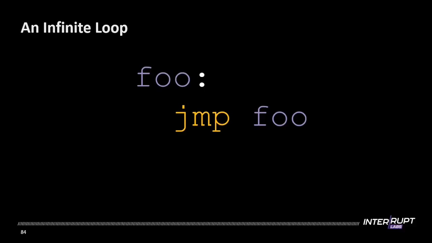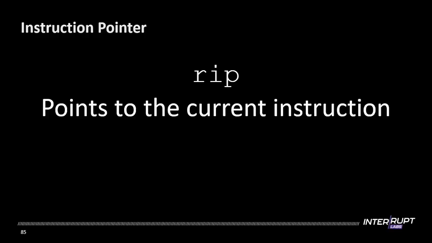Just the same as in ARM64, when this is assembled, it becomes a relative jump, and disassemblers will generally show the operand as an absolute address. Worth pointing out that x86-64's version of the program counter is the instruction pointer, or RIP register, and it points to the current instruction just like the program counter did in ARM64.